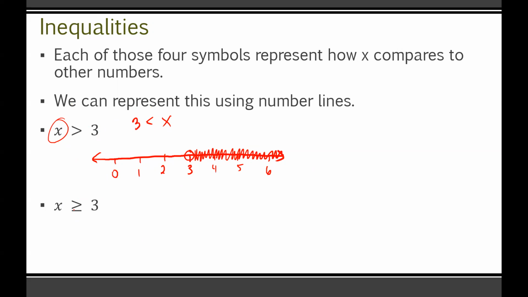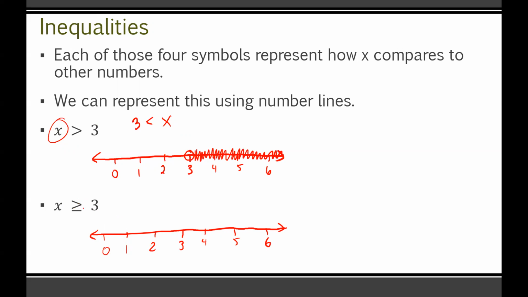Now, what about this one? x is greater than or equal to 3. Well, this is basically going to be the exact same thing. So I'll draw another number line. We'll put 3 in the center again, and then we'll do 4, 5, 6. I'm doing this sloppily here, but it's not the end of the world. This is going to be the same thing again. We're going to shade everything above 3.